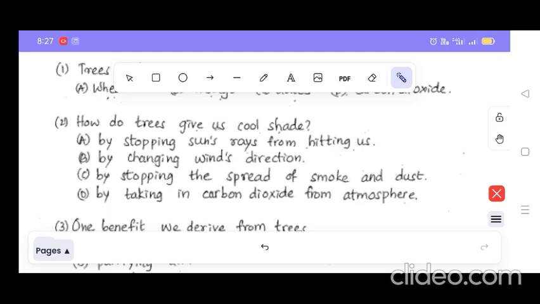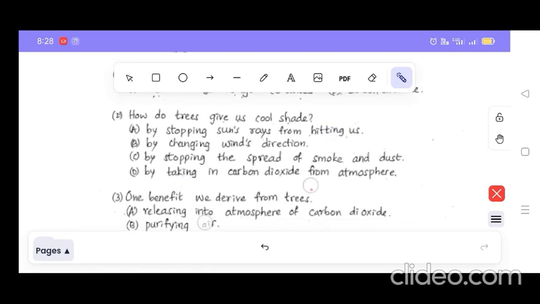I have read them. See, the first option says that they stop the sun's rays and provide us a cool shade. That is one. The second one is, wind will be blowing, and they will change the wind's direction. That's why trees give us cool shade. Next is by stopping the spread of smoke and dust in the air. Smoke and dust will be there, they will stop the spreading of that, and they will give us cool shade. That is explained in option C. In option D, by taking in carbon dioxide from the atmosphere, they take inside the carbon dioxide and they will give us cool shade. That is explained in the second question.